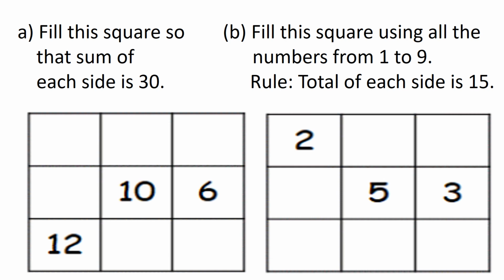I am giving you 2 questions to do it on your own. Try it and see if you can do it. The first question, A. Fill the square so that the sum of each side is 30. B. Fill the square using all the numbers from 1 to 9. No number should be repeated. The rule is total of each side is 15. I'll give you the answers in my next session.